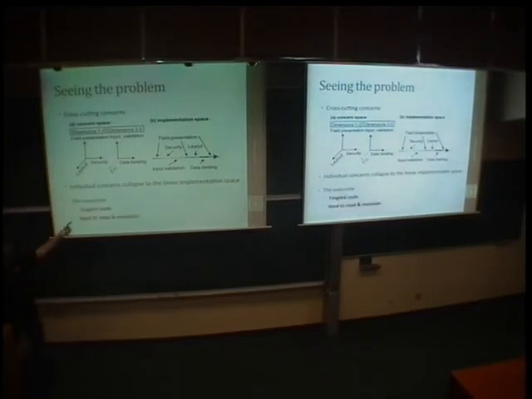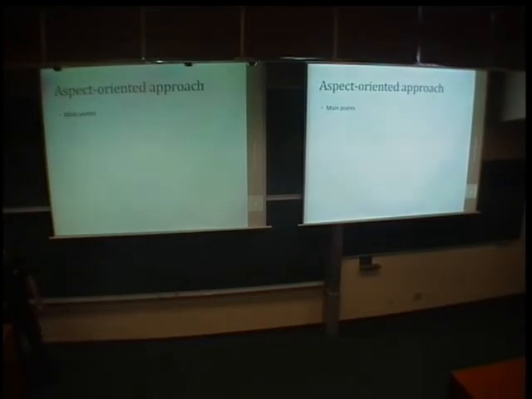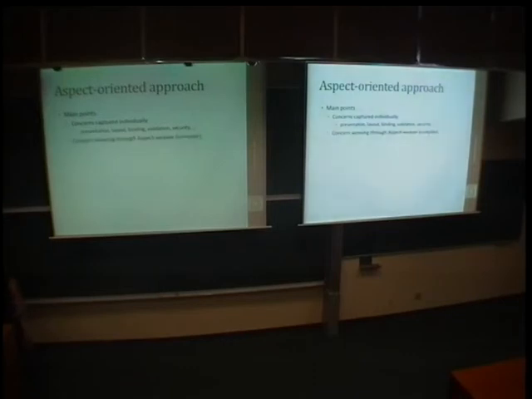So the outcome from this is that currently we have tangled code. We have something that is hard to read. That's the tangled code. And we have something that is hard to maintain. So, main points of the aspect-oriented approach. We want to capture these concerns separately in different dimensions. In our case, we have presentation, layout, binding, validation, etc. You can think of others. Let's say the location of the user.